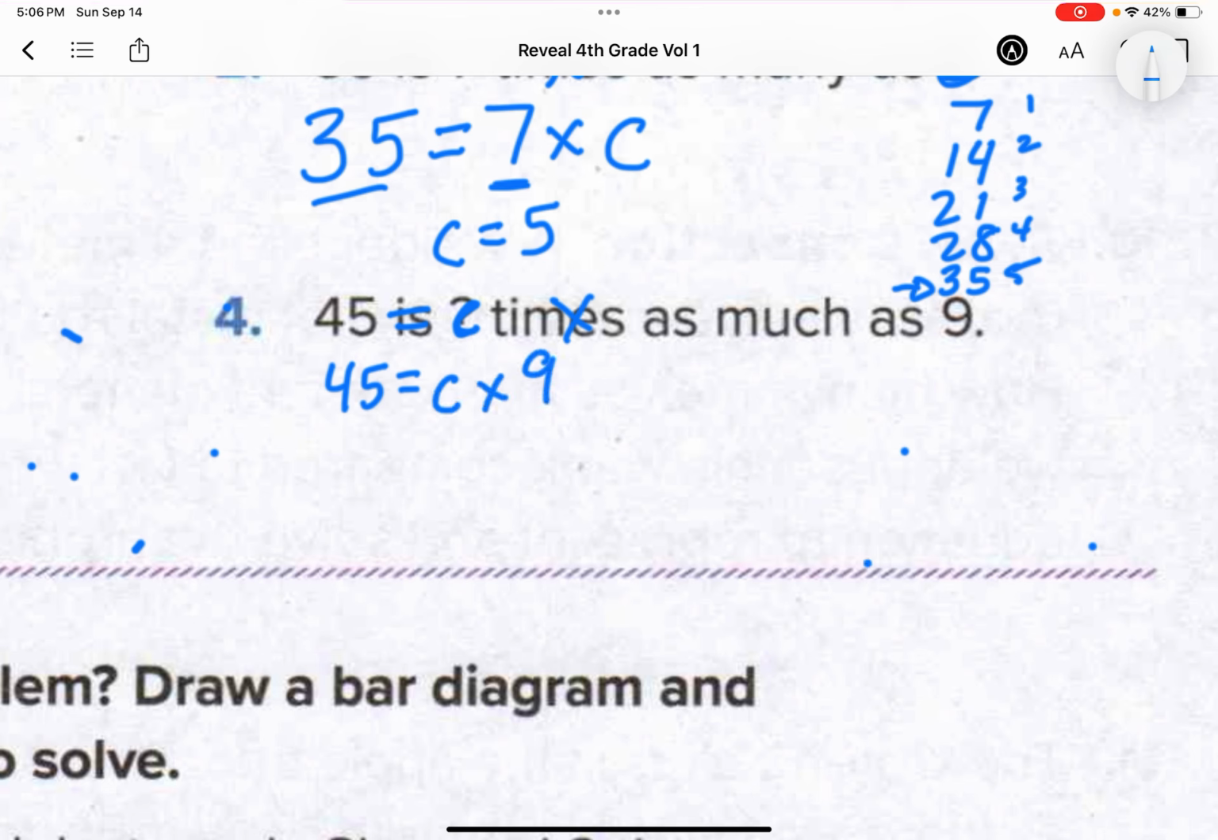Again, if I don't know my multiplication facts, I just make my list of 9 facts until I get to it. 9 plus 9 is 18, plus another 9 is 27, plus another 9 is 36, plus another 9 is 45. So how many groups of 9 is that? Well, that's 1, 2, 3, 4, 5. So C equals 5.